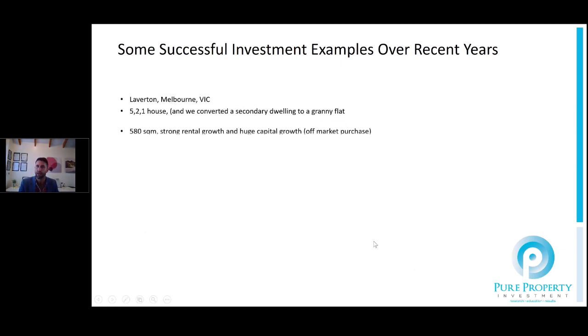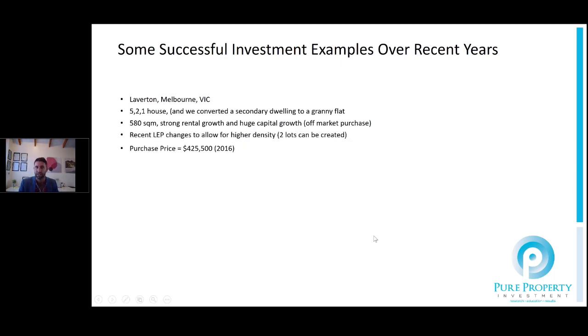If we look over to what we've done in Melbourne, I'll share one indicative example of something recent. We bought a freestanding house in Laverton, which has performed very well. That particular house had a secondary dwelling, which has now been rented to a second member of that family, 580 square metres. Again, it was an off-market purchase, which is obviously where you get the better opportunities in those particular markets. That was bought in mid-2016 for $425,000. Rental income, combined house and bungalow, was $515 a week.